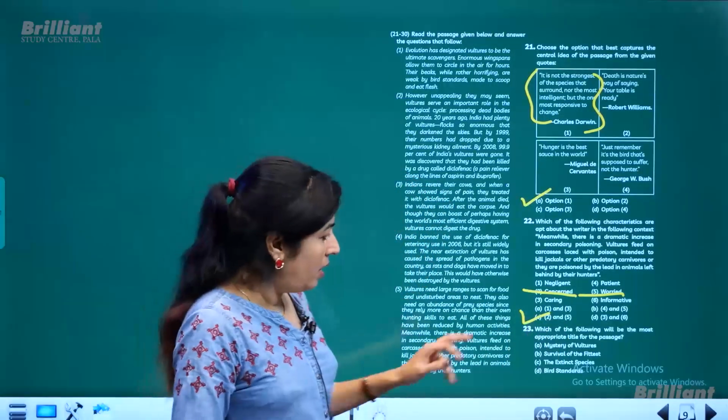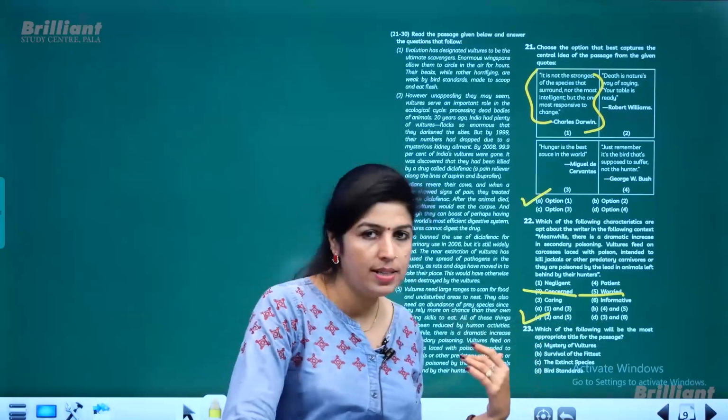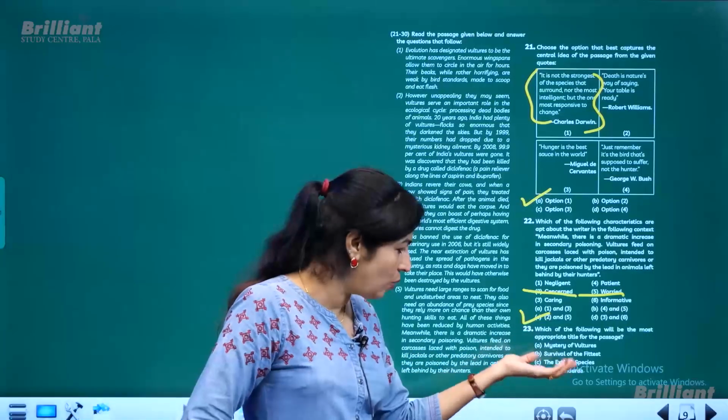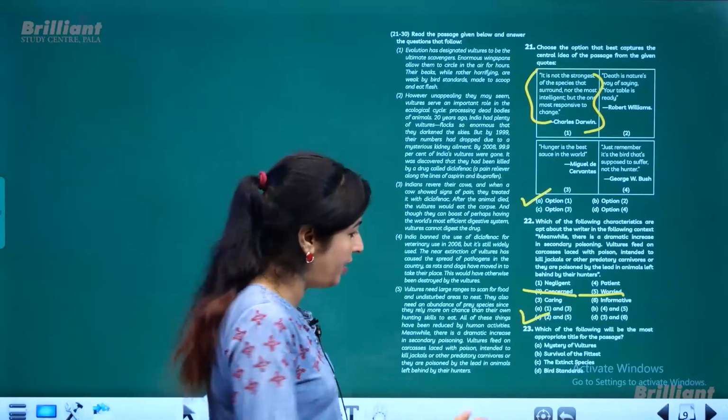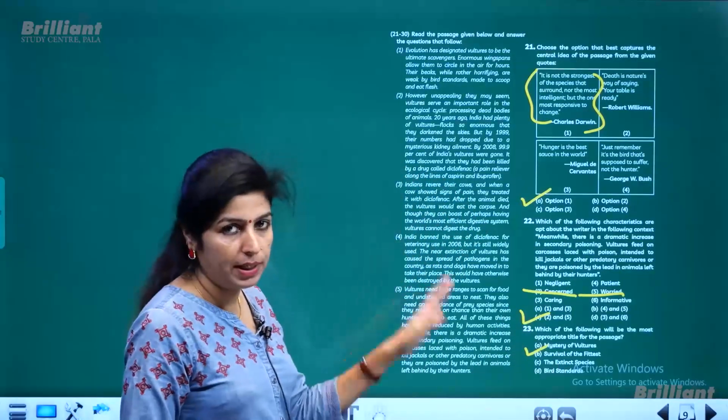Now, which of the following will be the most appropriate title for the passage? Right now, I said that this passage is all about survival of the fittest, and that is given as one of the options, survival of the fittest. So there is no doubt this is something which we can take as the title of this particular passage.